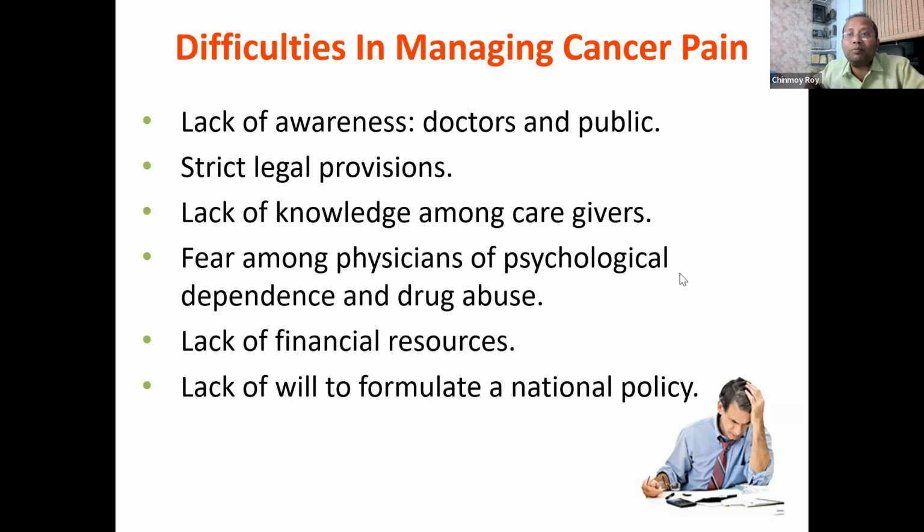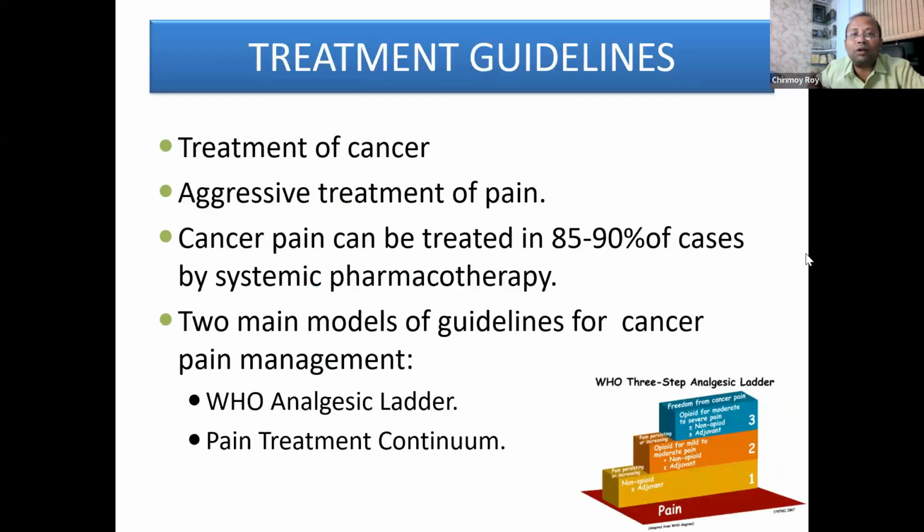Patient relatives are more so. I mean, the patient is dying, but their main concern is whether the patient will become a drug addict. When will the patient get time to become a drug addict? So these things are the problems. And lack of financial resources. A fentanyl patch is not cheap, so it is a lot of money. So, lack of will to formulate national policy.